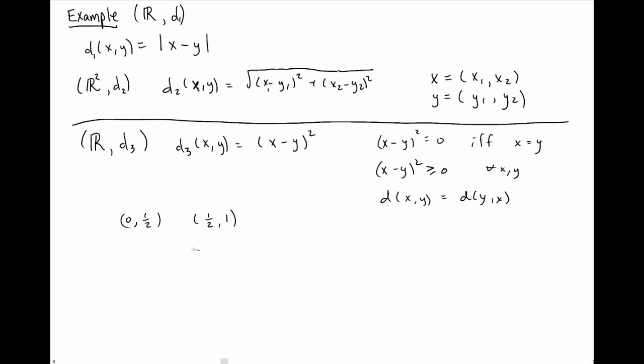So distance, let's see if I'm doing this right. All right, the distance between 0 and 1 is equal to 1. The distance between 0 and a half from our metric is 1/2 squared, and the distance between 1/2 and 1 is also 1/2 squared.